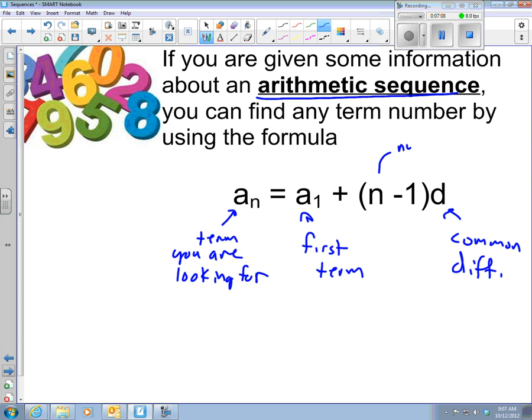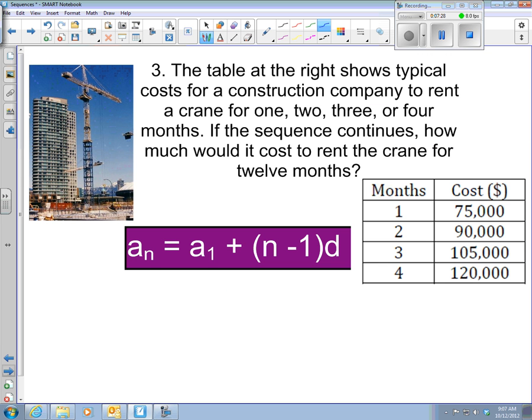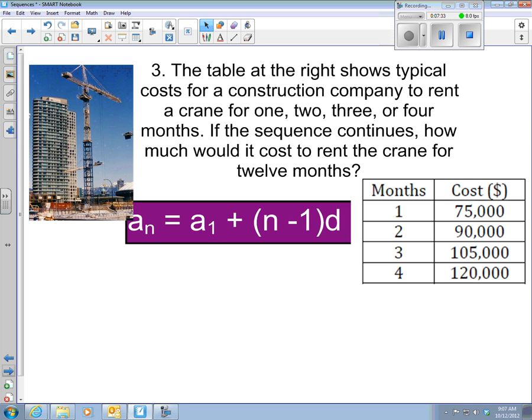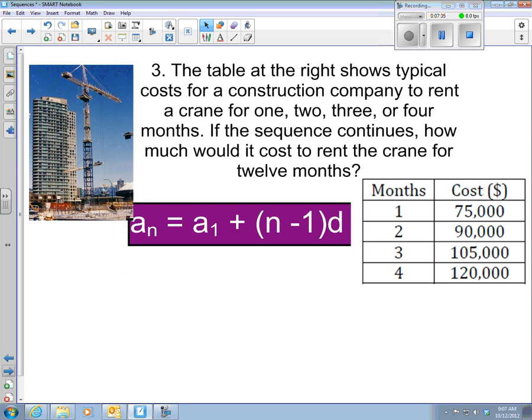So this is the number of the term in the sequence. If I'm looking for the 10th term, I'd plug in 10 for n. Then it would be a sub 10 if you wanted to write it that way. So looking at this problem, here's our formula for the nth term in an arithmetic sequence.